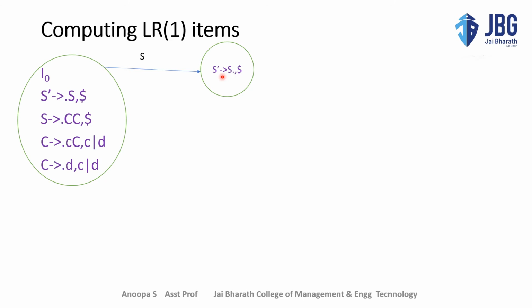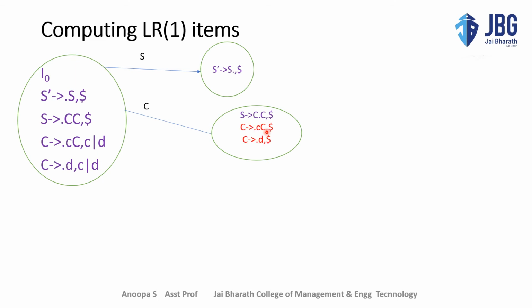Now we'll see for capital C. When I move the dot one to the right of capital C, I will get S giving C dot C comma dollar, because we have to copy the look ahead of that production. No change in that look ahead. Now, since there is a capital C after the dot, I have to include the productions with capital C.